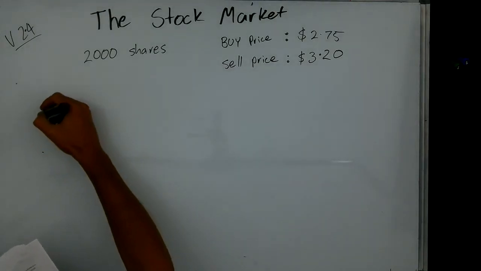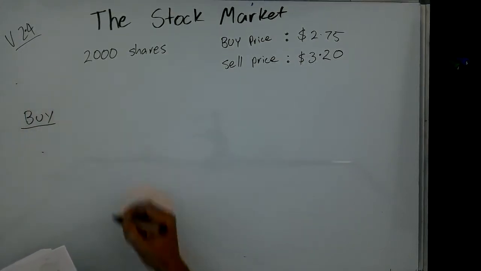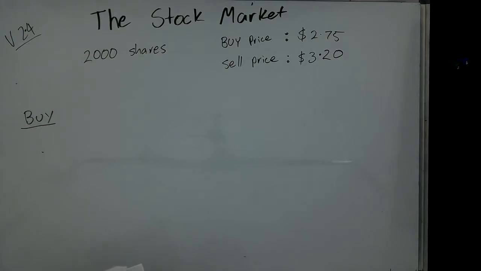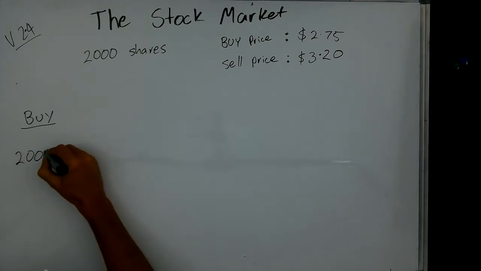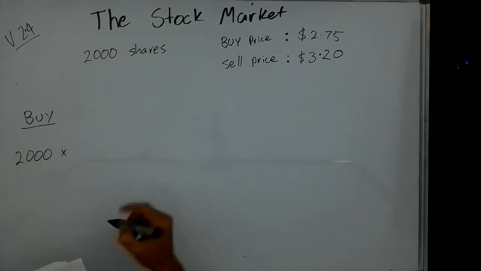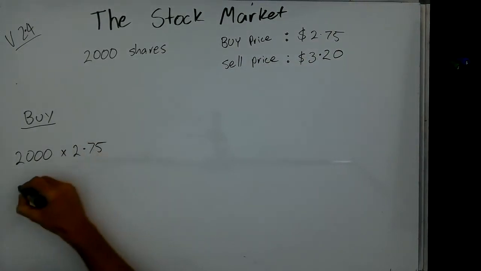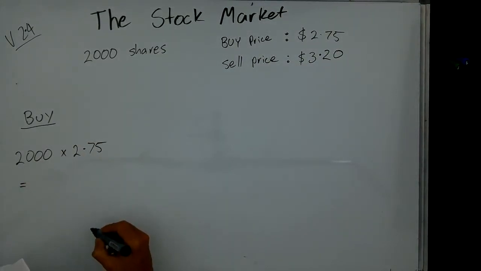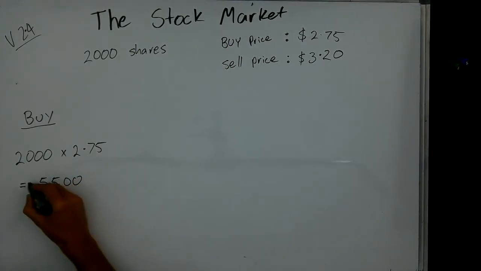So let's first calculate the buying costs. So we've got 2,000 shares and we're multiplying by the buying price. So that equals $5,500.